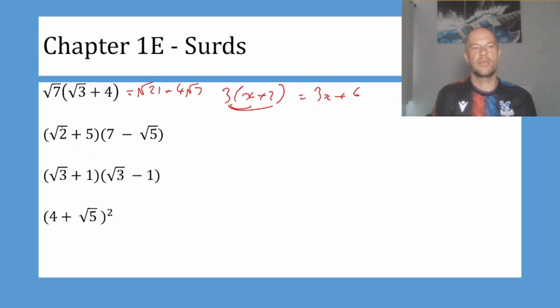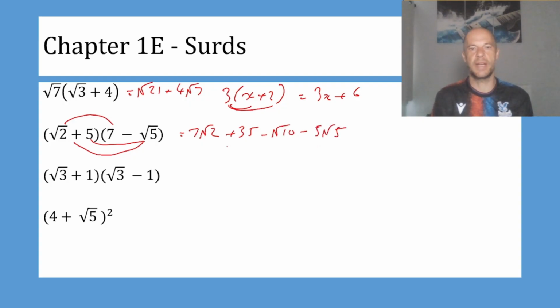Double brackets, let's do FOIL, or as I do it slightly different order. It doesn't really matter the order. 2 times root 7, that is 2 root 7. Always remember to put the rational number first. On the insides, that's plus 35. On the outside, negative root 5 times root 2, so that's minus root 10. And 5 times minus 5 root 5 is minus 5 root 5. Can this one be cleaned up in any way?